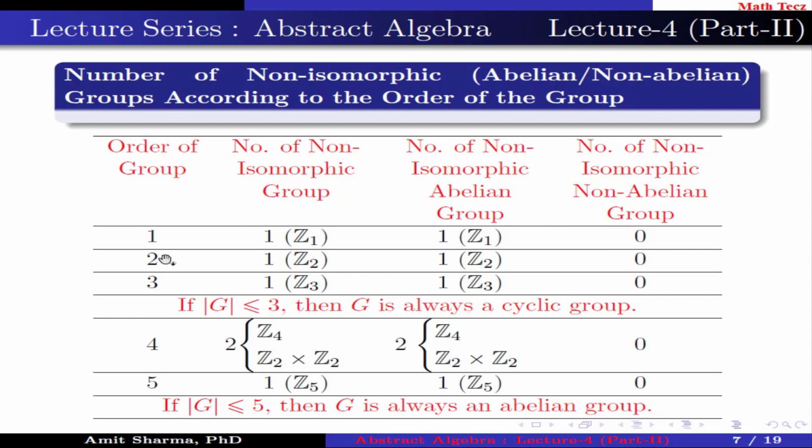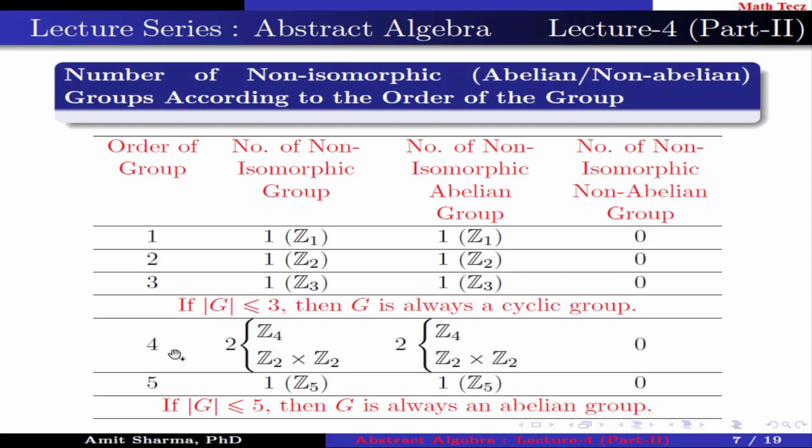If the group has order 2, then the number of non-isomorphic groups and number of non-isomorphic abelian groups is 1 and the group is Z2, and there is no non-isomorphic non-abelian group of order 2. If the group has order 3, then the number of non-isomorphic groups and abelian groups is 1 and the group is Z3, and there is no non-isomorphic non-abelian group of order 3. Next is, if the order of G is less than or equal to 3, then G is always a cyclic group.